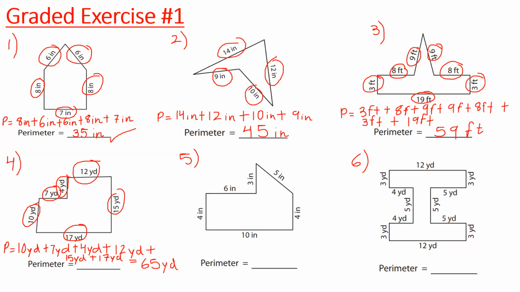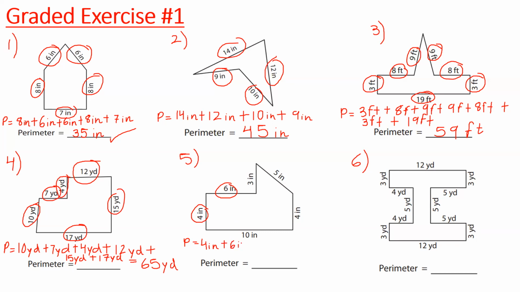All right, now number 5. Shadden, help me with number 5, please. Okay, so it's 6 plus 6 inches. Let's start with 4 inches plus 6 inches plus 3 inches plus 5 inches plus 4 inches again, and then 10 inches.